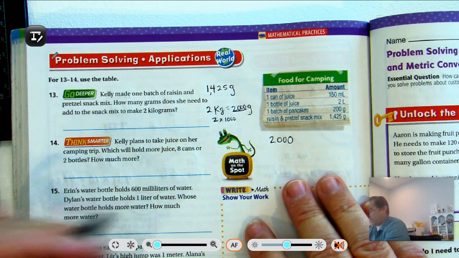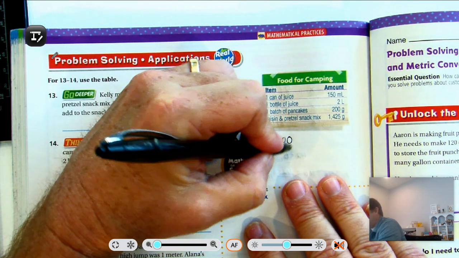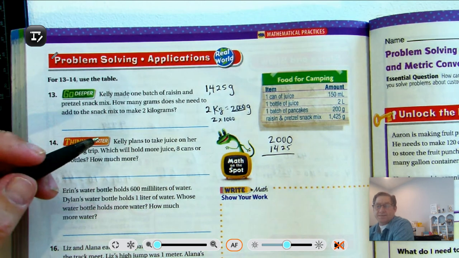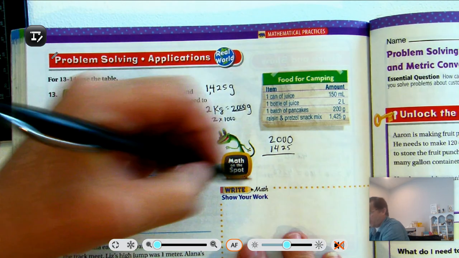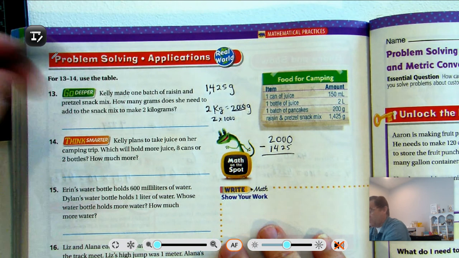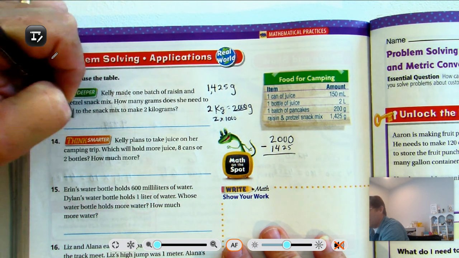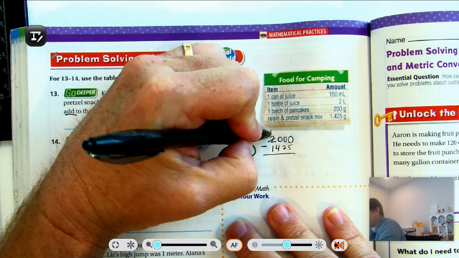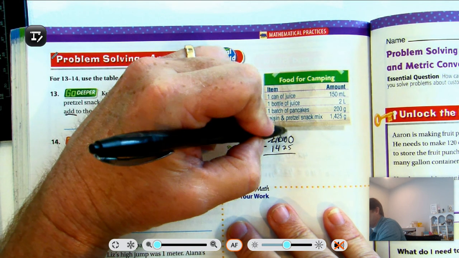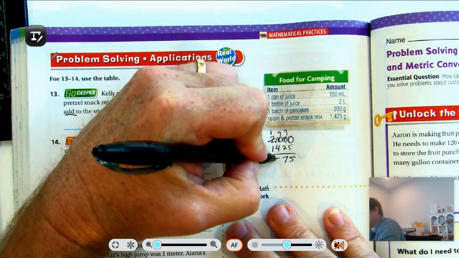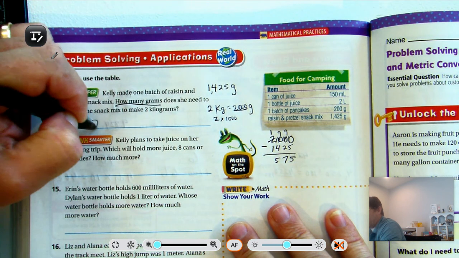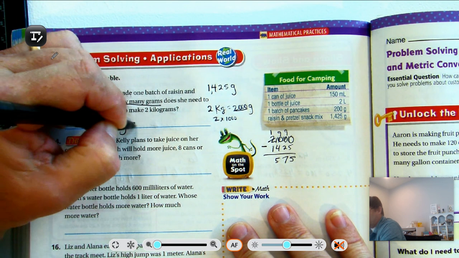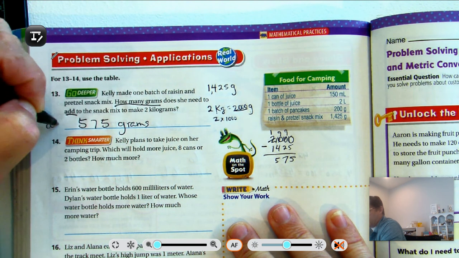So if we want 2,000 grams, and the batch of raisin and pretzel snack is 1,425, all we have to do is subtract to find out how much she has to add. How many grams does she have to add? She needs to add 575 grams.